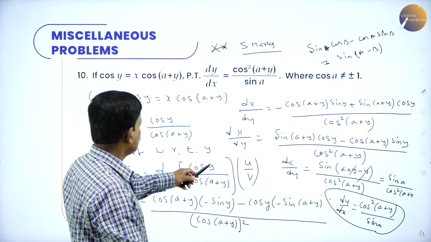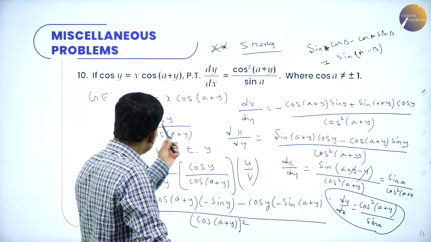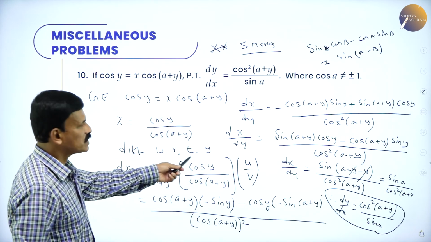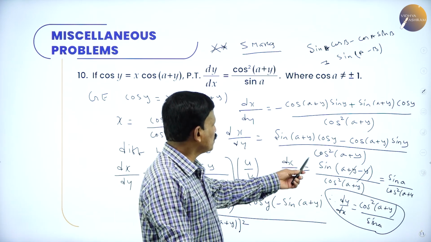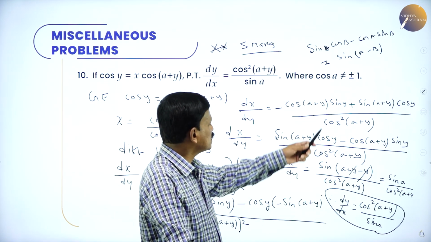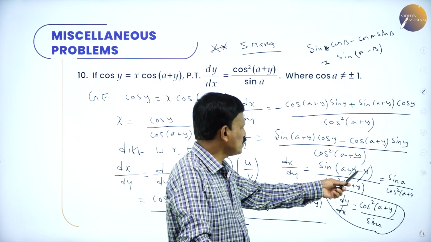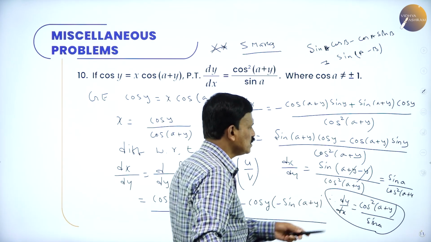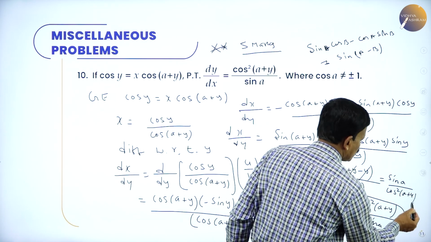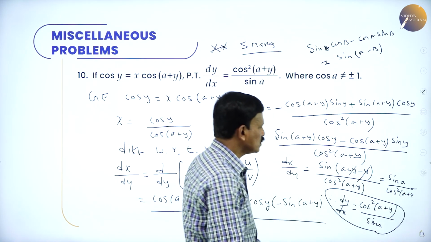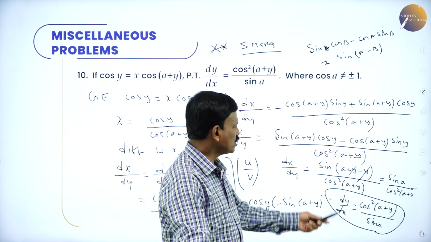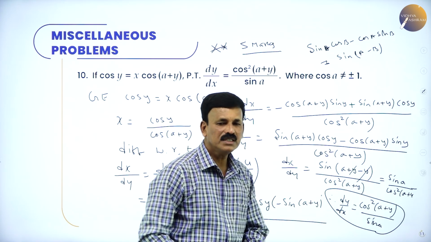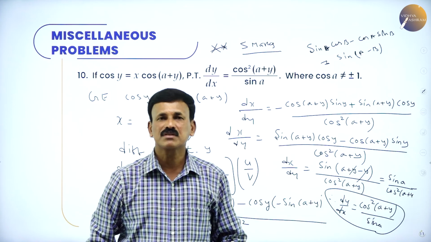See here, just differentiate with respect to y, then you will get dx by dy. In the numerator you will get the sin A cos B minus cos A sin B form, that is sin (A minus B). Plus y minus y gets cancelled, and you get sin a divided by cos squared (a plus y) in the denominator. Then dy by dx is equal to the reciprocal of it, cos squared (a plus y) divided by sin a. That is the required answer we are going to get.